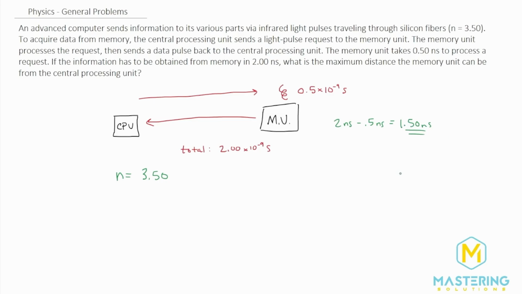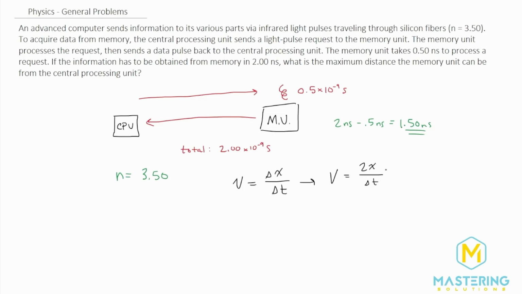Now we're going to use the velocity equation, just like we remember from way back. Velocity equals the change in distance over the change in time. We need to change it a little bit because the distance that we're traveling is 2 times the distance: one distance to go out to the memory unit and the exact same distance to come back. So velocity is equal to 2 times x over the change in time. Now we're trying to solve for the distance, so we need to isolate it.